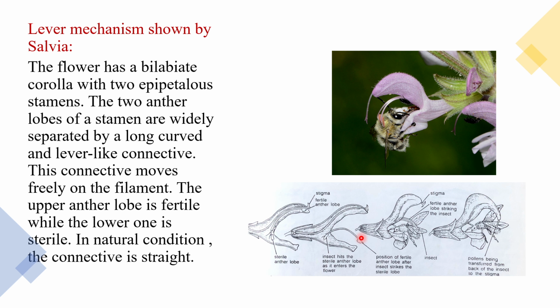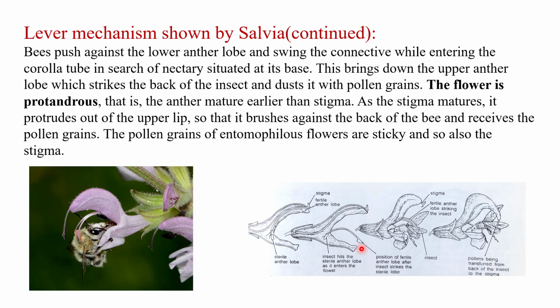The upper anther lobe is fertile while the lower anther lobe is sterile. In natural conditions, it is usually straight. But when the bee pushes against the lower anther lobe and swings the connective while entering the corolla tube, here we see how the bee sits on the lower anther lobe, which is sterile, and enters into the corolla tube in search of nectar situated at its base. This brings down the upper anther lobe, which strikes the back of the insect and dusts it with pollen grains.